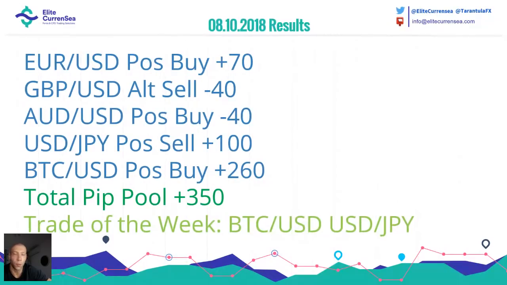Euro dollar was good for 70 pips. Pound dollar was minus 40, Australian dollar minus 40, dollar yen plus 100, BTC dollar plus 260. Overall, we had a total of around 350 pips. So the trade of the week was the BTC dollar and, of course, the dollar yen. We basically had two trades of the week, the BTC dollar and the dollar yen.